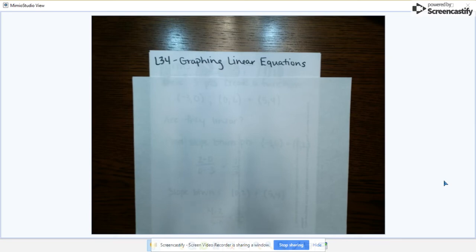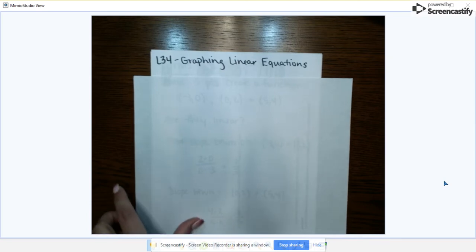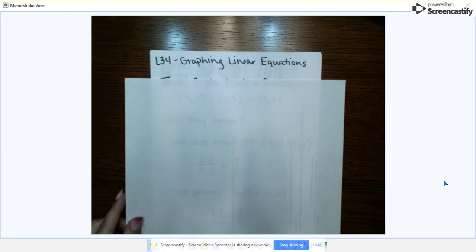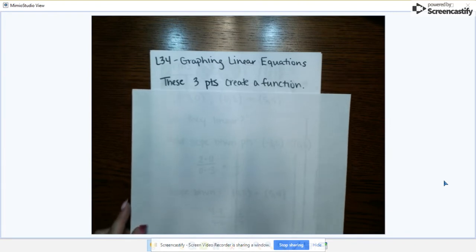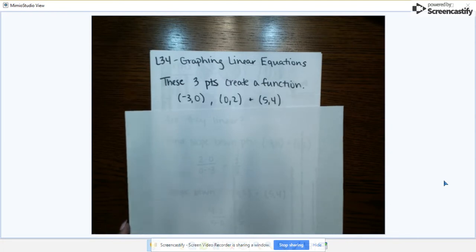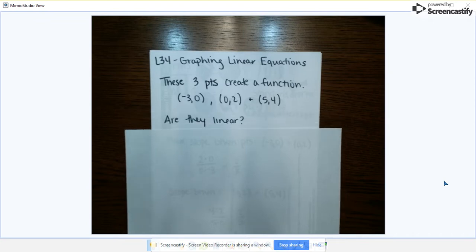Hello, we are going to graph some lines today. We're going to start by deciding whether something is a linear equation or not. So we know that we're given these 3 points that create a function, but the question is, are they linear? Meaning, would they form a line when we plotted them?